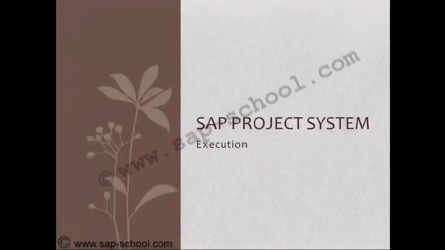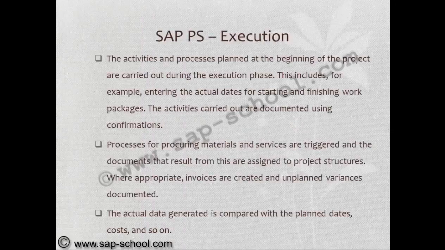After getting approval of the budget, now we can see the execution phase. The activities and processes planned at the beginning of the project are carried out during the execution phase. This includes, for example, entering the actual dates for starting and finishing work packages. The activities carried out are documented using the confirmations.